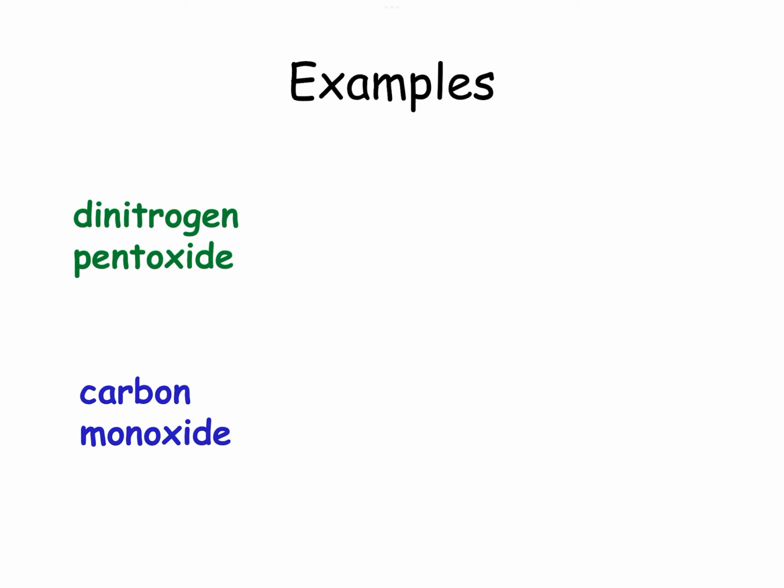So when it says dinitrogen, that's going to be nitrogen, 2 of them. Pentoxide, oxygen, penta meaning 5. So we're not going to crisscross, we're not going to do anything like that. This prefix tells you the number of atoms.